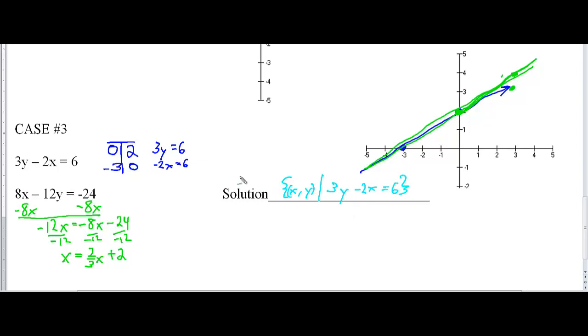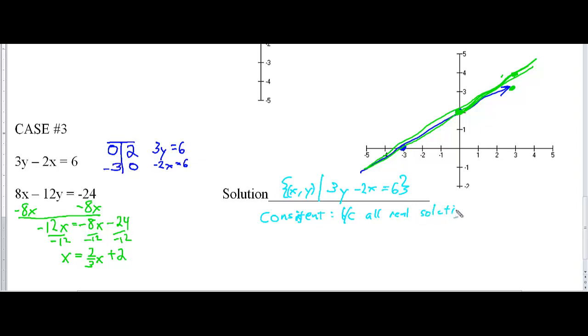And now finally we're going to talk about consistency and we're going to talk about dependency. Well, were they consistent? Oh yeah, they were definitely consistent. And they were consistent, well, oh, I forgot my S there. C-O-N-S-I-S-T-E-N-T. Sorry about the little spelling error there. They're consistent because they're all solutions. They're overlapping lines, so it's because they have all real solutions.